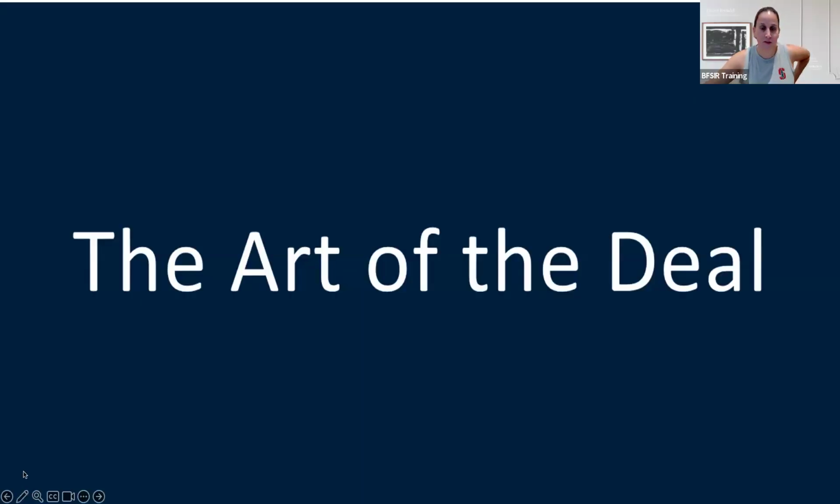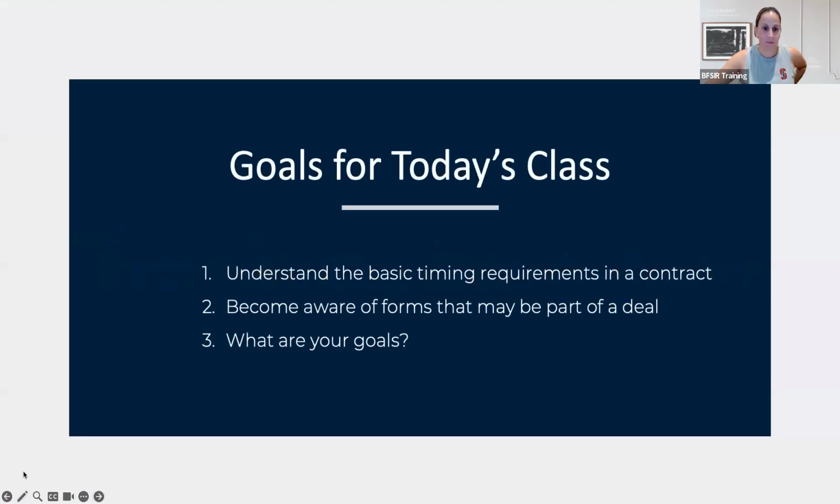So this is Art of the Deal, and basically, this is once you're under contract or right when you're going under contract. We're going to talk around all of the parts of the deal there. So here are our goals. Understand the basic timing requirements in a contract, become aware of forms that may be part of the deal.